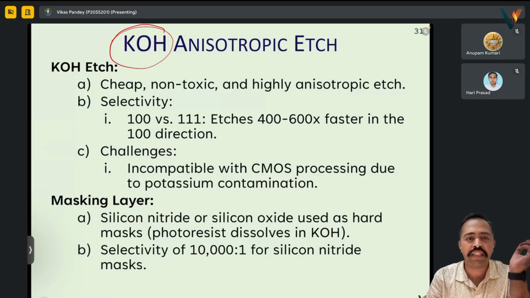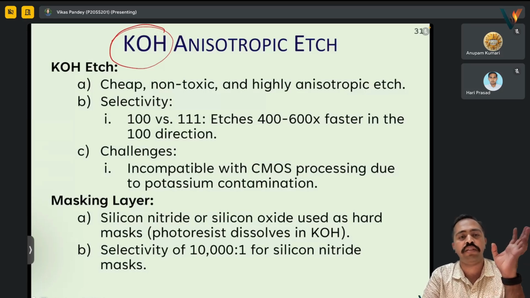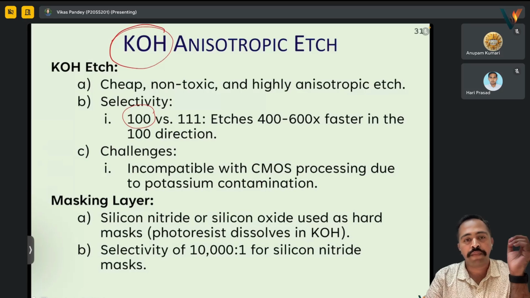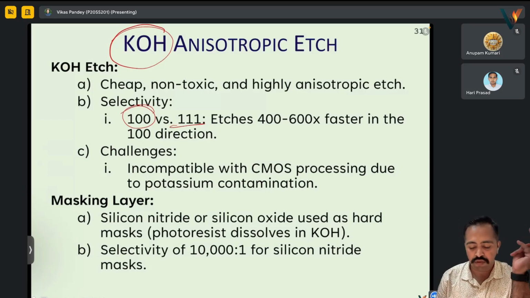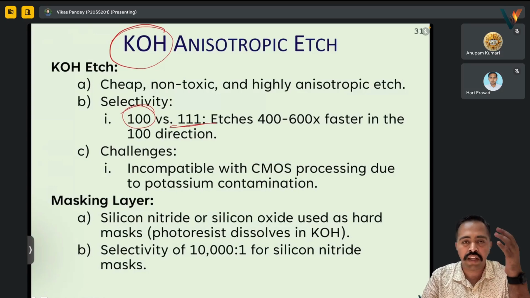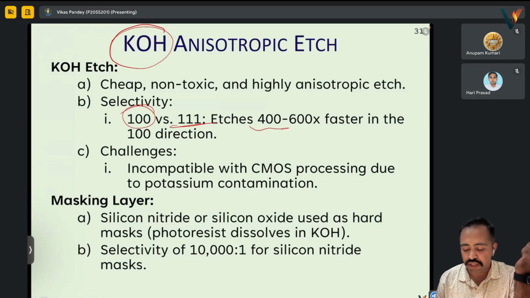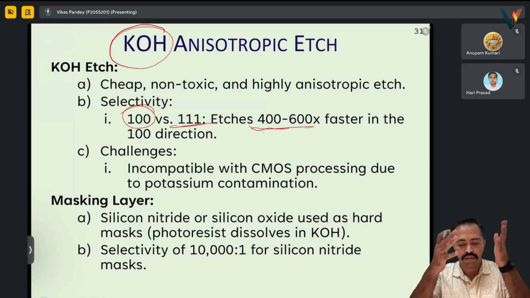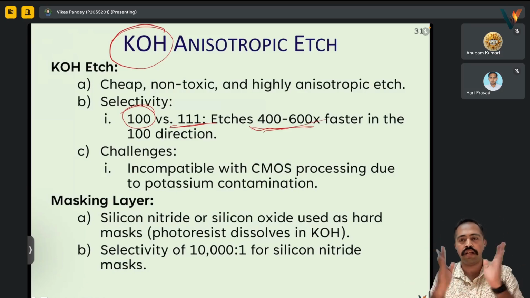Potassium hydroxide, KOH, is capable of doing this anisotropically. It is cheap, non-toxic, and highly anisotropic because it will etch the 100 plane and it will stop at the 111 plane. So we don't have to think about the etch rate itself. It will etch 400 to 600 times faster than in the 111 direction. So it will start etching in this direction and it will stop at this angle.